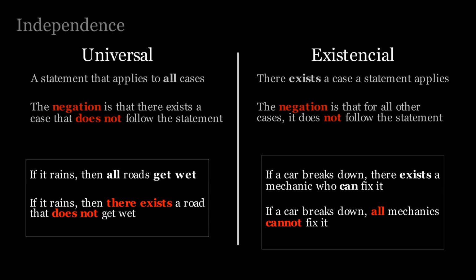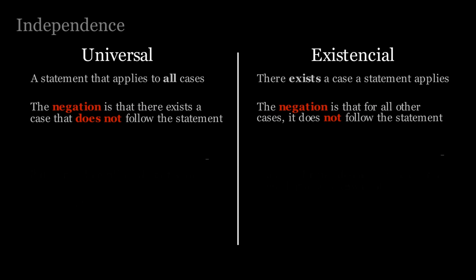The reason why we use the negation is because if our system is independent, one statement should not affect the truth of another. Just looking at our 2 example statements, these would be considered independent because the validity of one statement is not dependent on the other. Whether the rain gets the road wet or not does not impact whether or not there exists a mechanic who can fix a broken down car. This also applies vice versa.